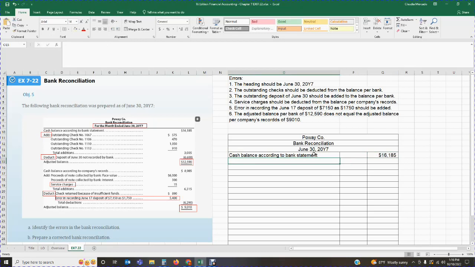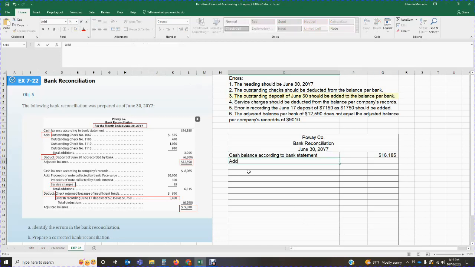Okay. Now we said that this deposit of June 30th needed to be added. So let's look over here. Let's look at that one. That outstanding deposit should be added. So let me highlight this one, that way I know that I've taken care of it.